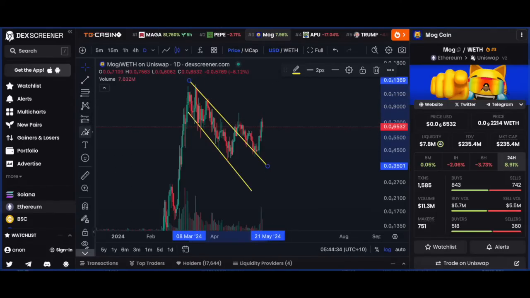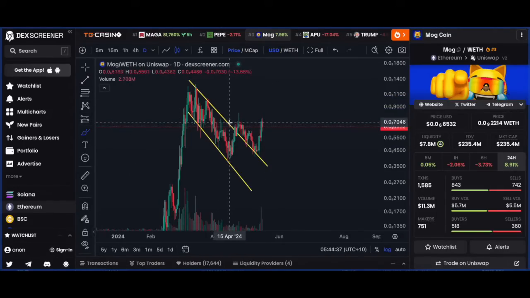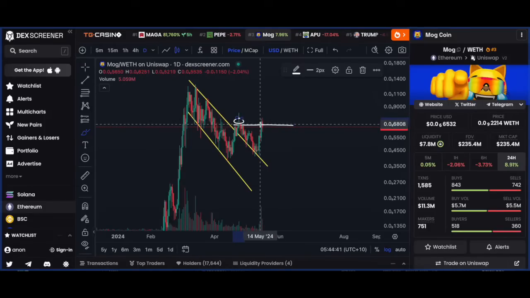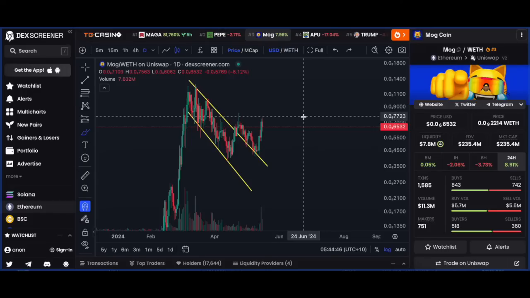So what I would look for, if it was still this sort of pattern here, is obviously if we can show support above this sort of high here. So I get really bullish on MOG if it can flip that level and continue higher. But for the meantime, guys, that's what I was looking at there.